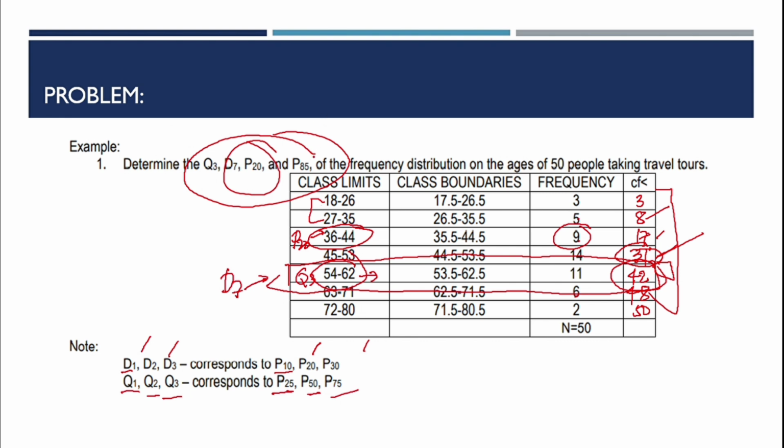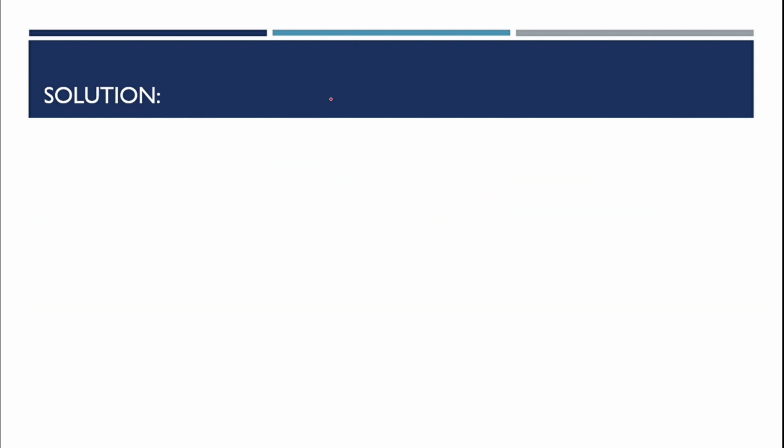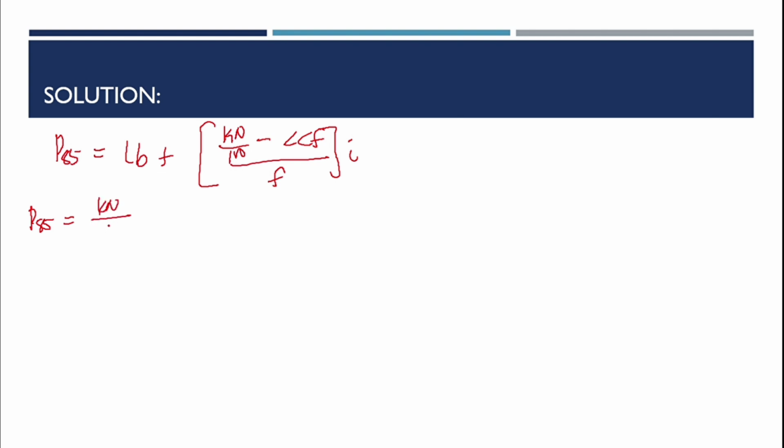Next, we are going to find P85. So what is the value for P85? First step, P85 is equal to LB plus Kn over 100 minus less than cumulative frequency over the frequency times the interval. So for Kn over 100, we have 85 times 50 over 100. By the use of calculator, 85 times 50 divided by 100, we have 42.5.